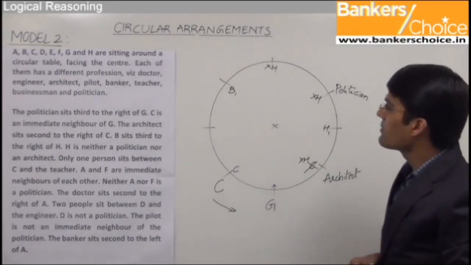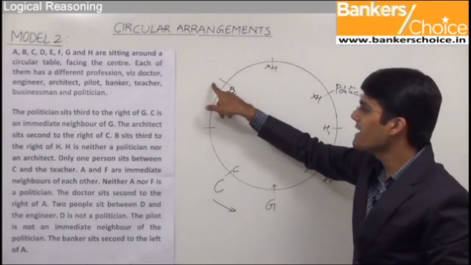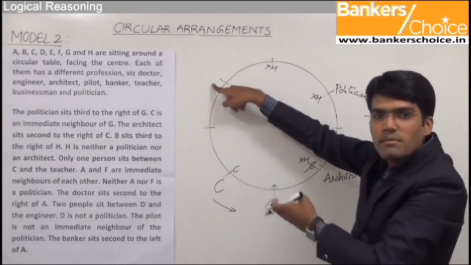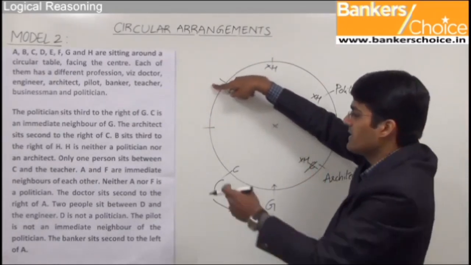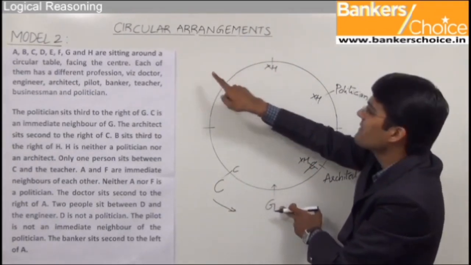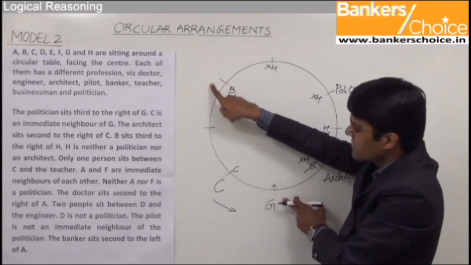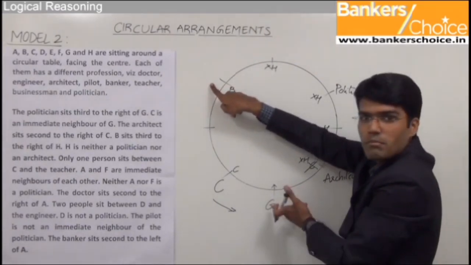Let us now take the third possibility, that is H can take this place. If H takes this place, again we know that B should come third to the right of H, that is 1, 2 and 3 in the anti-clockwise direction. That is, if H comes here, B should be taking this place. But since this position is already occupied by G, B cannot come here.